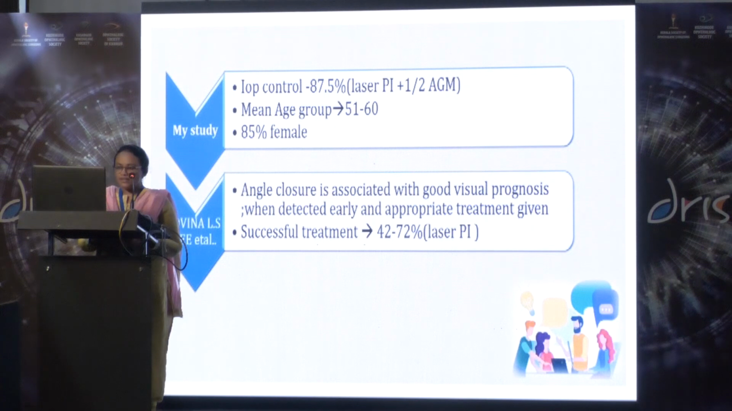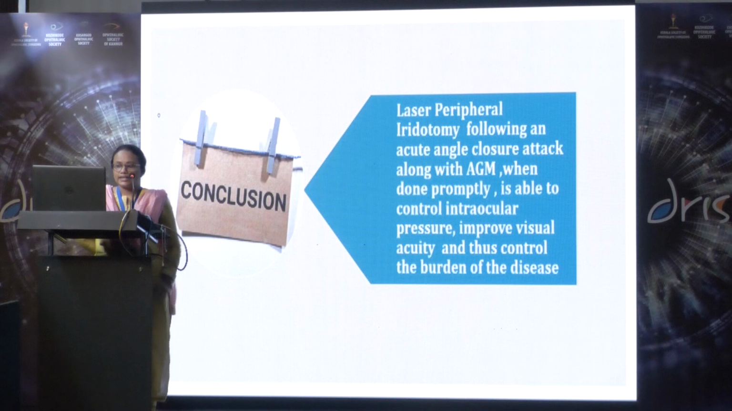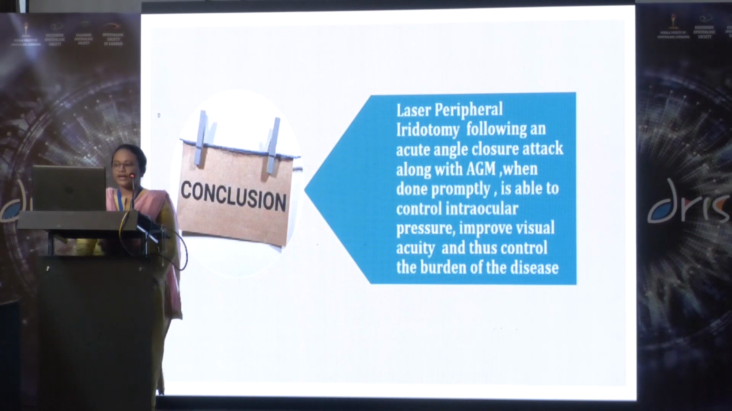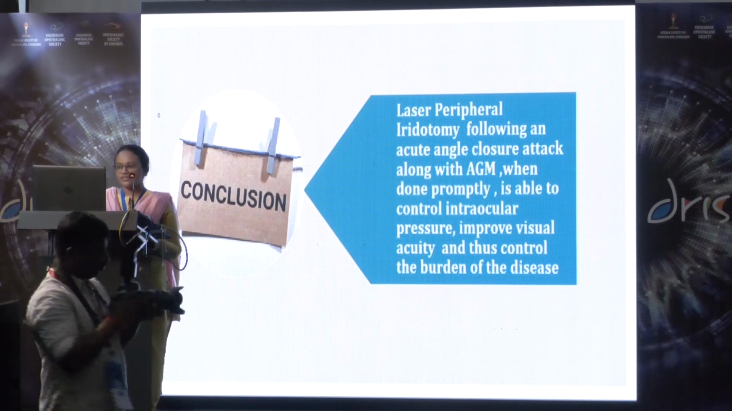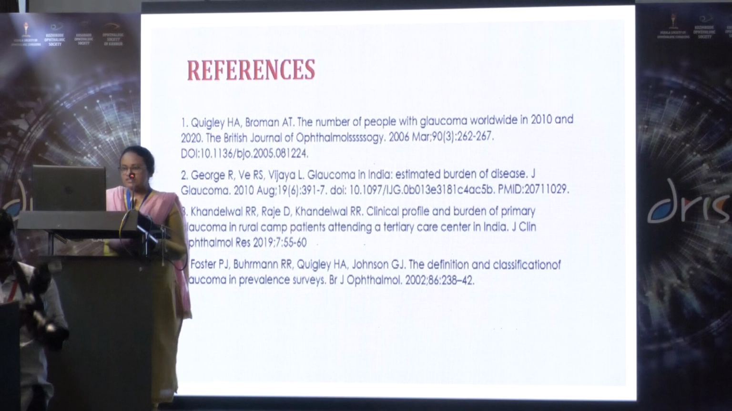And Jovina Ellis et al. study, here also their successful treatment with laser PI was 42 to 72%. In my study, it was 87.5%. In conclusion, my study showed that laser peripheral iridotomy following an acute angle closure attack, along with anti-glaucoma medication, when done promptly is able to control the intraocular pressure and improve the visual acuity, and thus control the burden of the disease. These were my references.